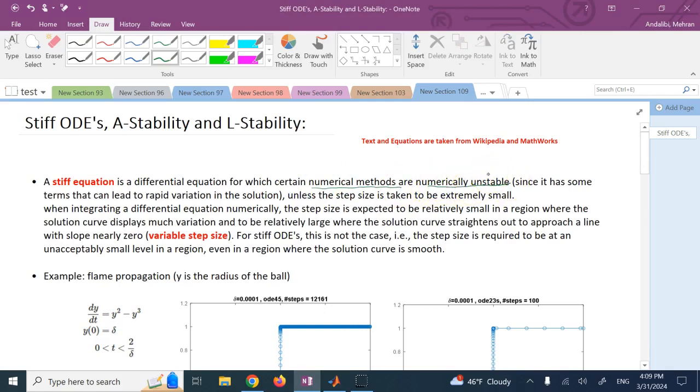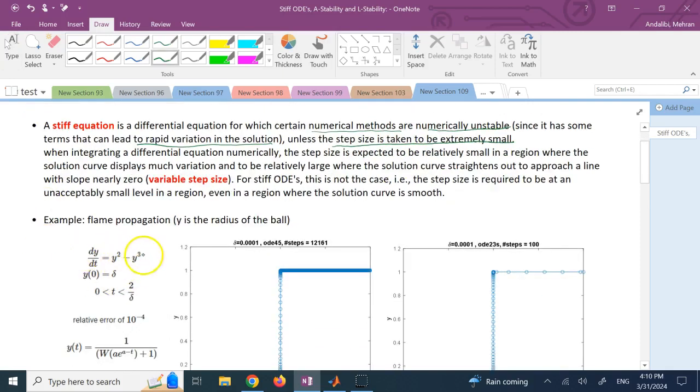Why? Because if you look at it, there are some terms in it that can lead to rapid variations in the solution unless very small step sizes are taken. So basically it means that if you use any method like Runge-Kutta or anything else on a stiff ODE like this one, y prime equals y squared minus y cubed, where y at 0 equals some small number delta and t goes between 0 to 2 over delta. This is the equation for propagation of flame, where y is the radius of the ball.